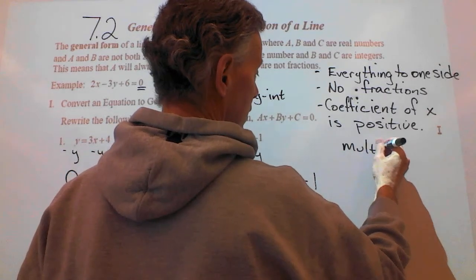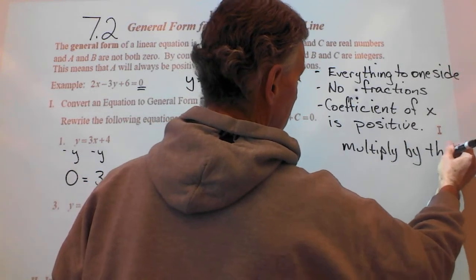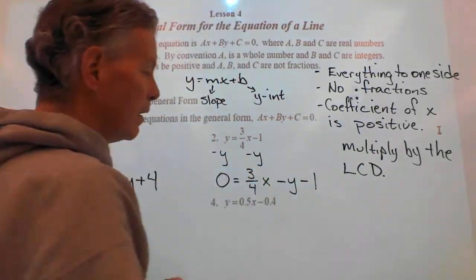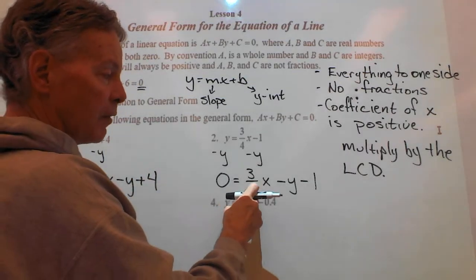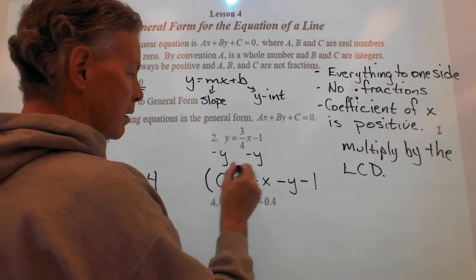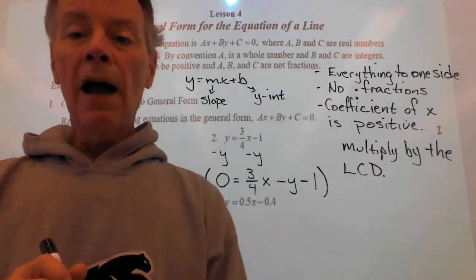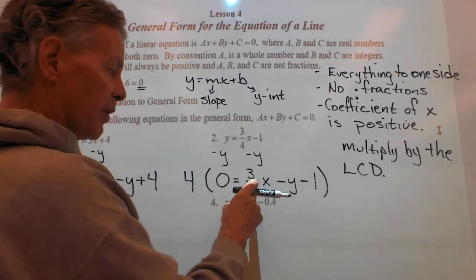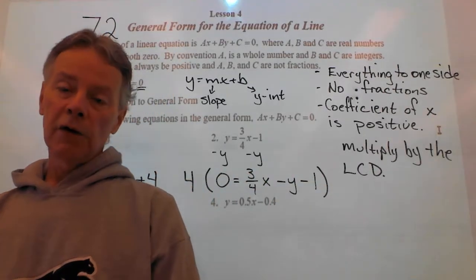multiply by the lowest common denominator. Okay? Now, in this case, there's only one denominator, so if we multiply everything through by 4, look what happens. Okay? So we're going to take our equation, we're going to multiply everything by 4, and that's perfectly fine as long as you multiply every term by 4, you will still have an equivalent equation.